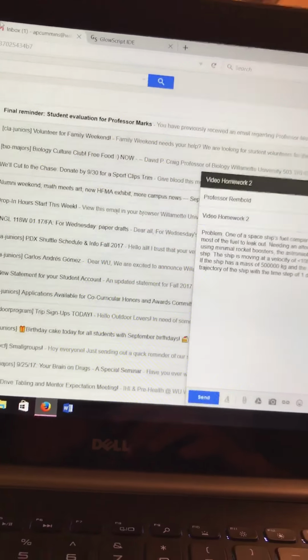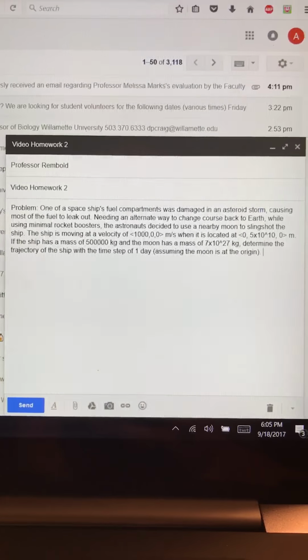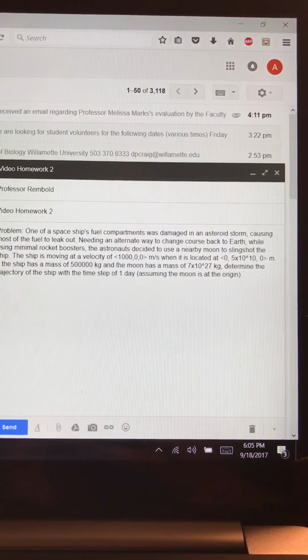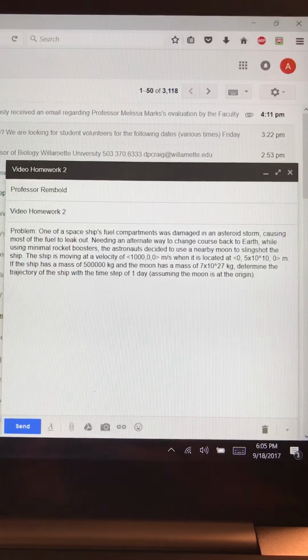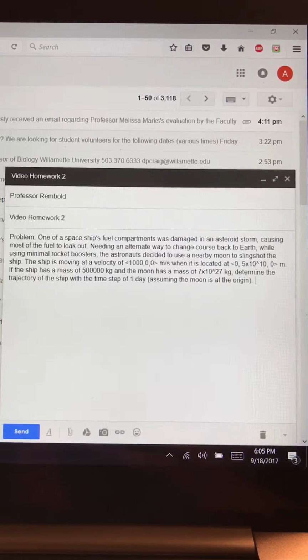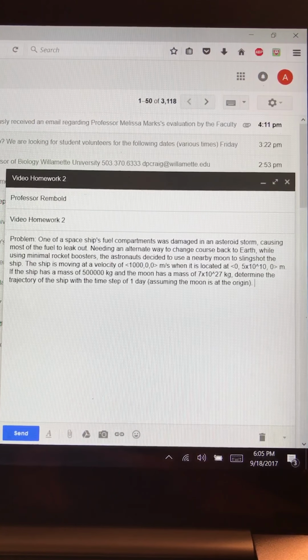The problem I created was one of the spaceship's fuel compartments was damaged in an asteroid storm, causing most of the fuel to leak out. Needing an alternate way to change course back to Earth while using minimal rocket boosters, the astronauts decided to use a nearby moon to slingshot the ship.